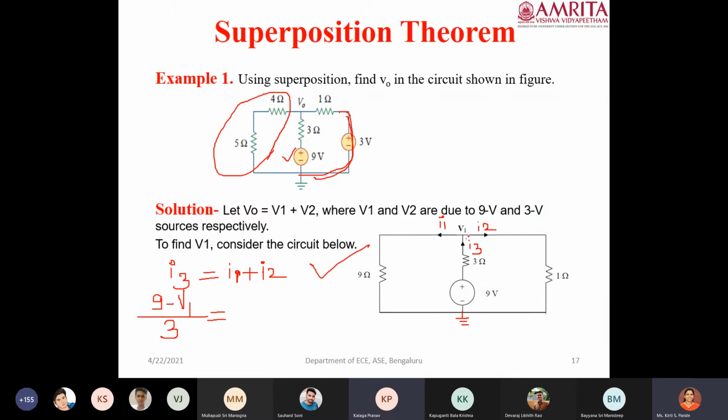What is I1? I1 is flowing from V1 by 9. Yes, actually speaking, if you want detailed calculation, V1 minus 0 because this is ground. So V1 minus 0 by 9, that I will consider plus I2. What is I2? I2 is flowing from V1 to ground, so V1 minus 0.